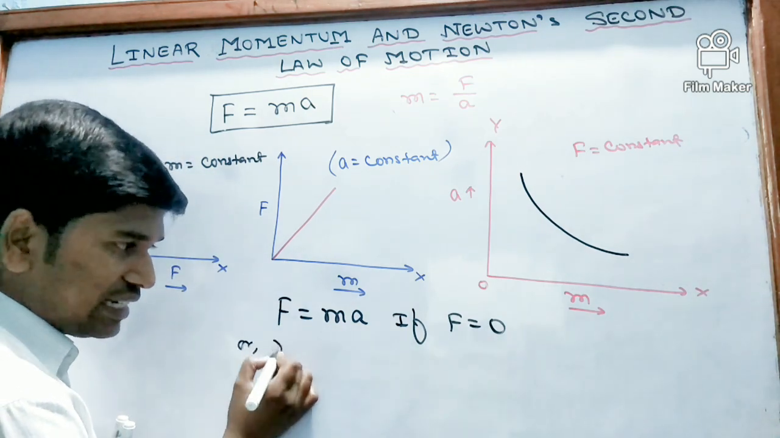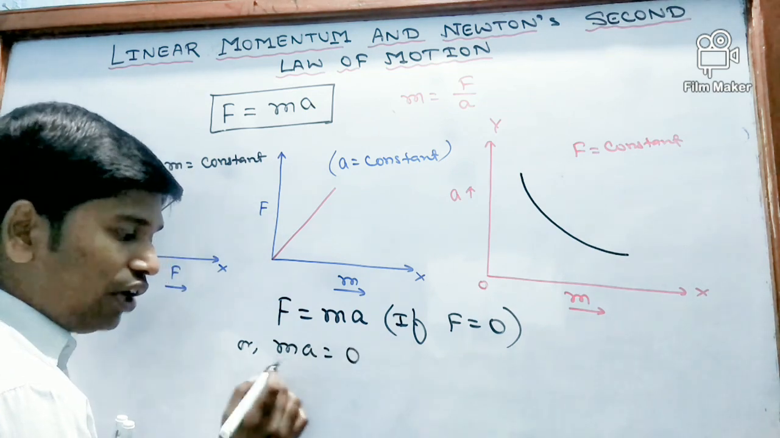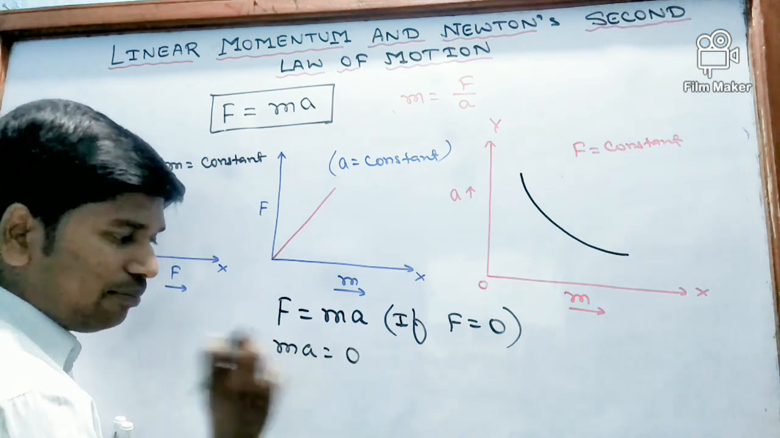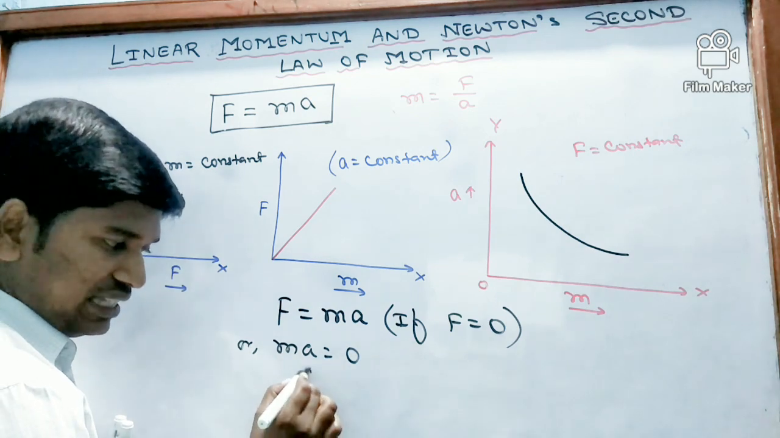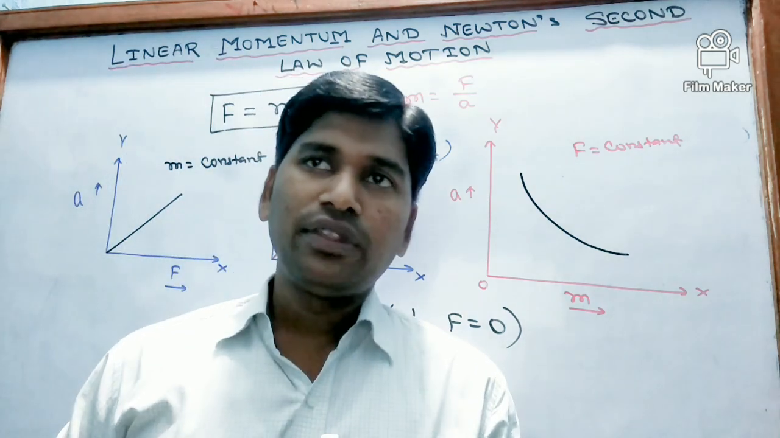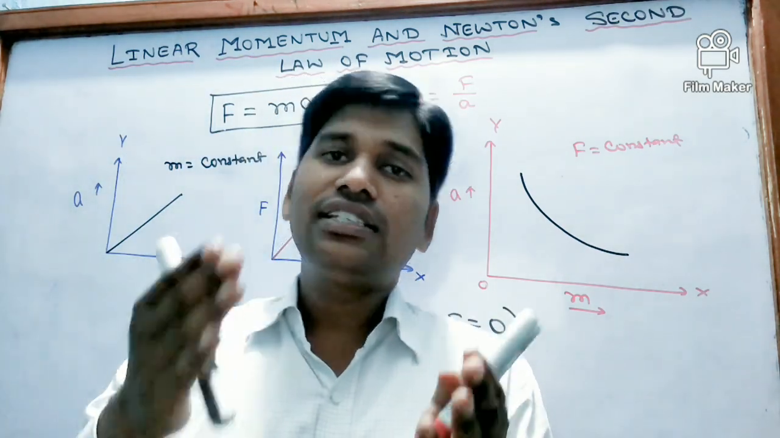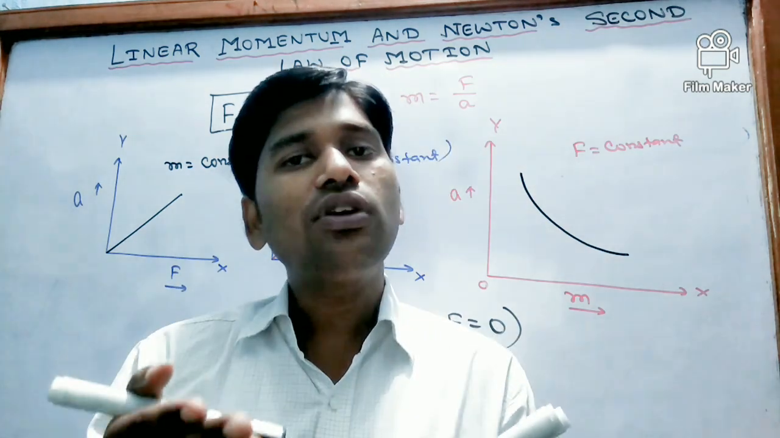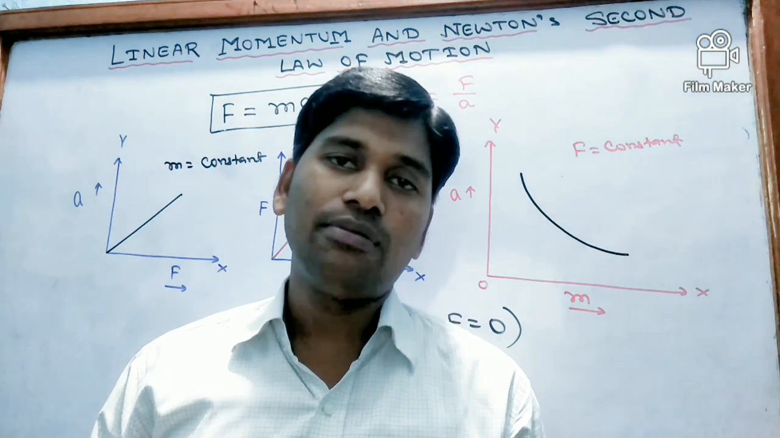This we can write as ma equals 0. Now if force is not acting on a body, we know that mass is never zero. It means acceleration is 0. Acceleration 0 means if the body is at rest, it remains at rest. Without the application of force, there will not be any acceleration in the body.